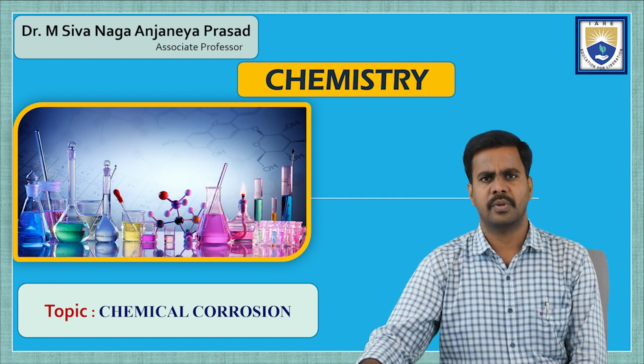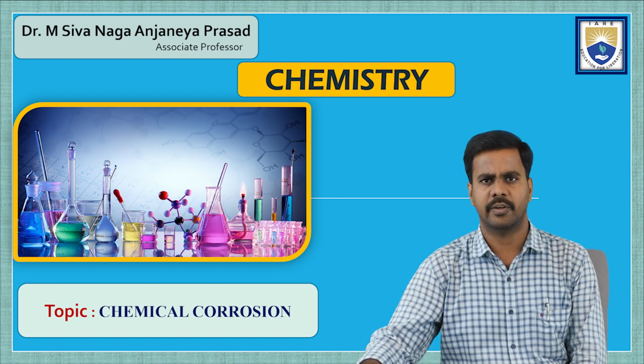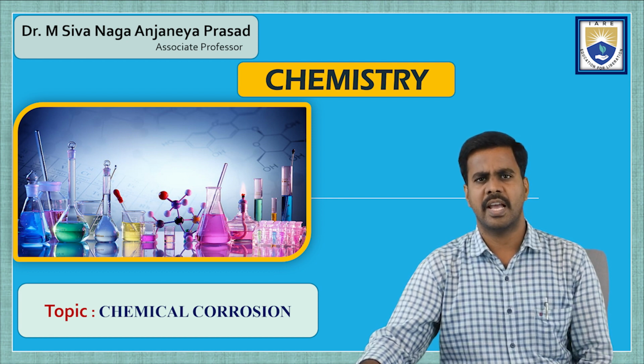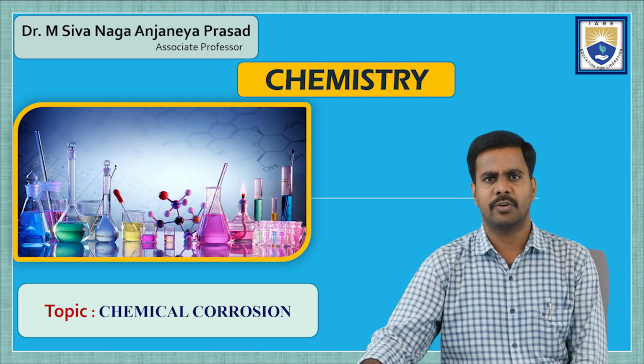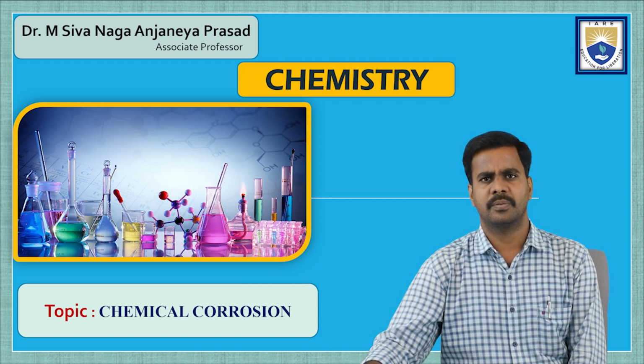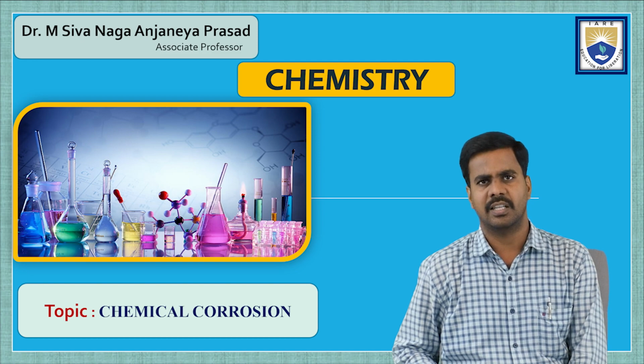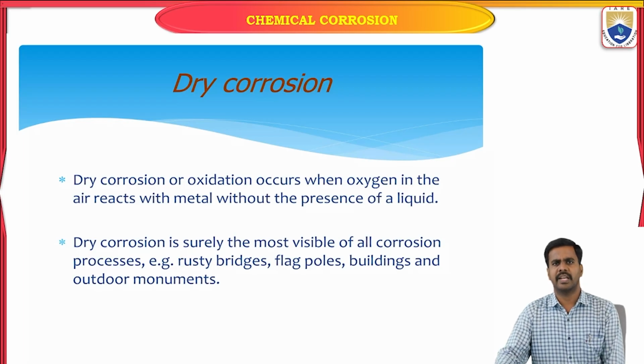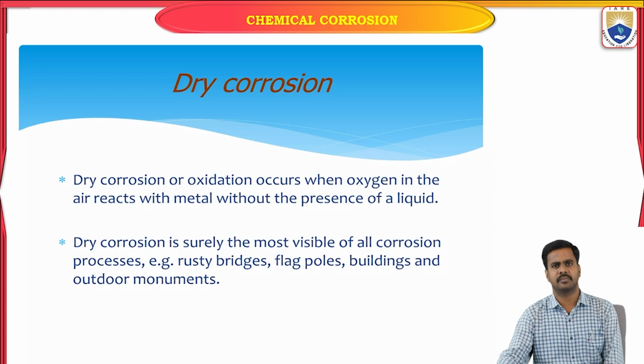Today, we are going to discuss chemical corrosion, or dry corrosion, and its mechanism, effects, and prevention methods. As we discussed the theories of corrosion in the previous class, we will now discuss dry corrosion: what dry corrosion is and what mechanism is involved in the process.